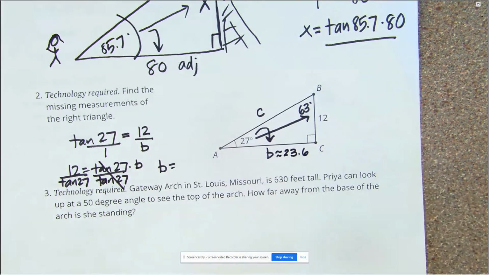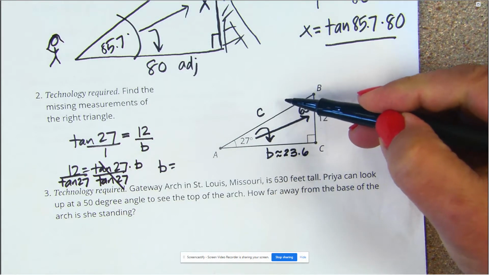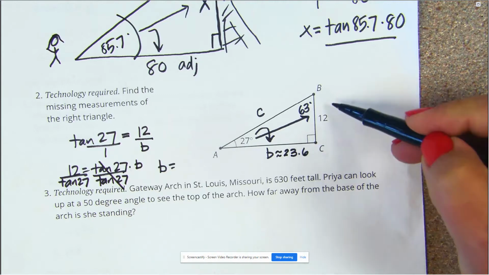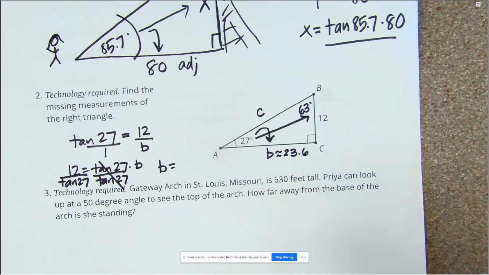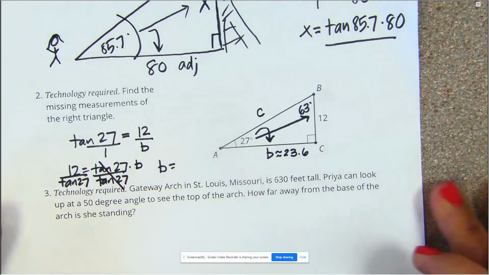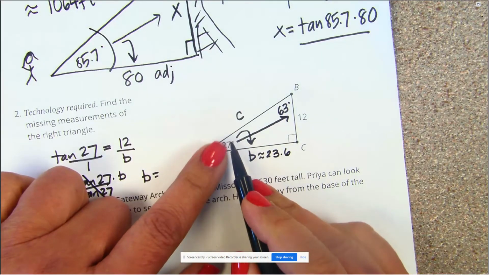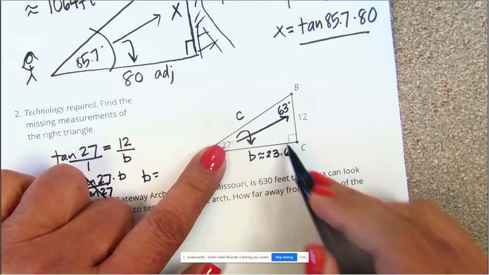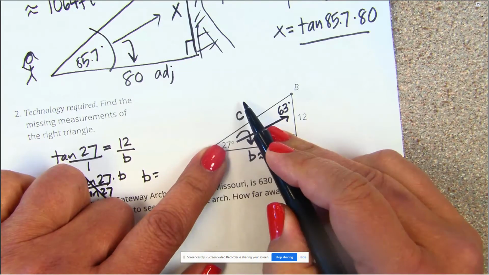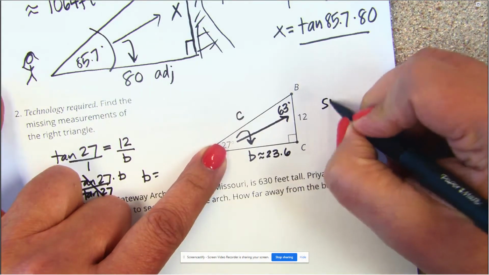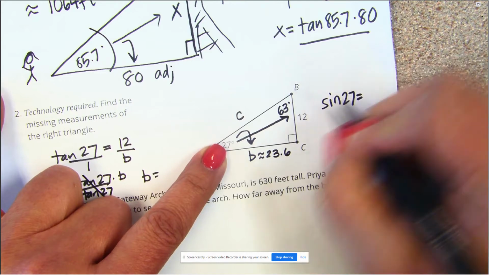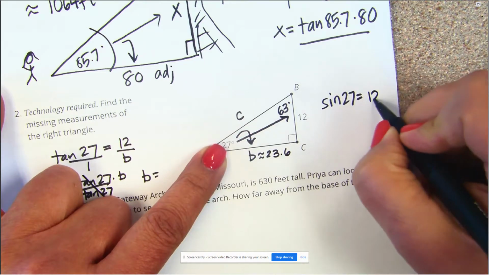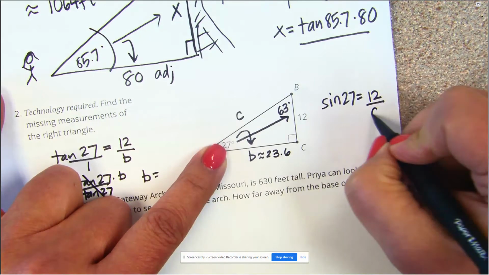Now, how do you find the next side? We could do trig again. We could also do Pythagorean theorem. Since we're just learning trig, I'm going to use trig again, okay? So I'm going to use 27 one more time. That's the opposite. And now I'm looking for the hypotenuse. Opposite and hypotenuse is sine. The sine of 27 is opposite over hypotenuse.